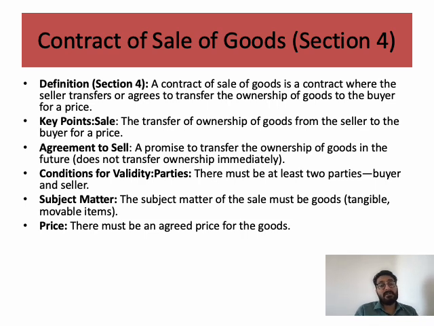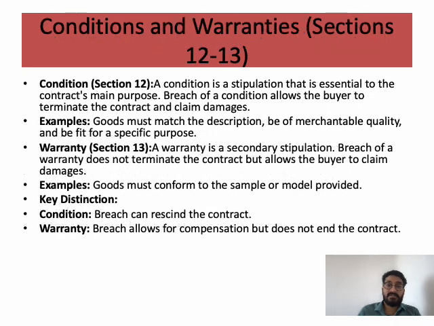Coming further to the conditions for validity: parties, there must be at least two parties, buyer and seller. Subject matter, the subject matter of the sale must be a tangible and movable item. And price, there must be an agreed price of the goods. Again, these are the three prominent conditions to substantiate the Sale of Goods Act. The first, the parties, most important, we have already discussed. The subject matter is really important. The emphasis is placed on a tangible and movable item, and there must be an agreed price of the goods.